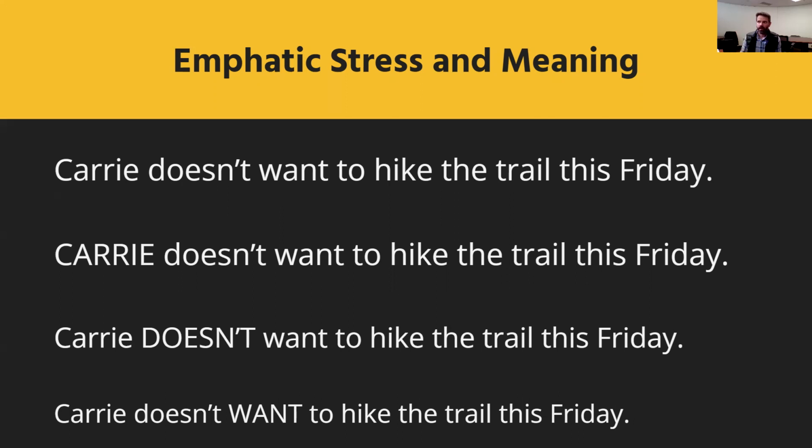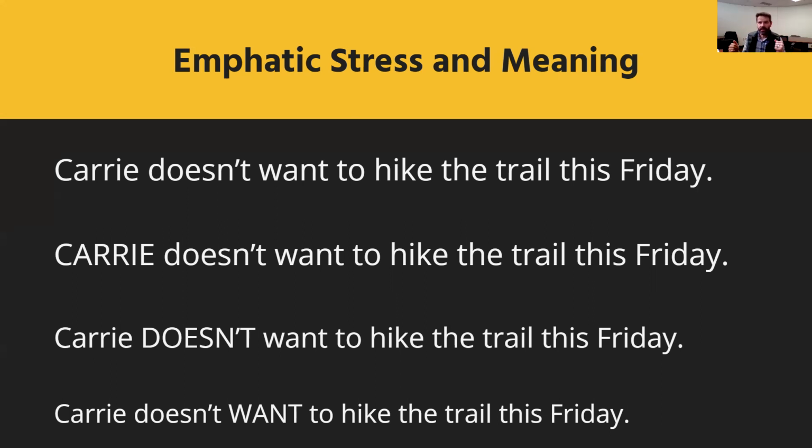When emphatic stress is used, we are showing the listener that there's something about that sentence that has a special meaning. So naturally, our first sentence here, Carrie doesn't want to hike the trail this Friday. We would identify the content words, Carrie, want, hike, trail, Friday. Those would be the words we would expect to receive natural sentence stress. Carrie doesn't want to hike the trail this Friday. Now, some of the other words, doesn't, to, the, this, won't receive stress. They'll be unstressed. They might take on more of a schwa sound.